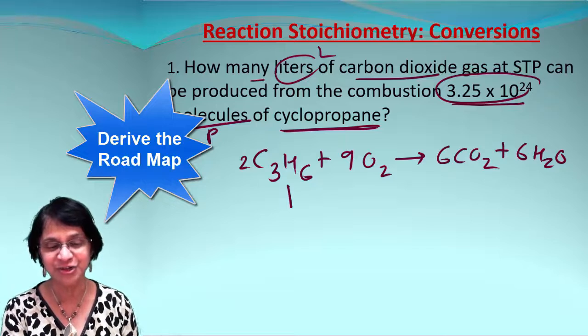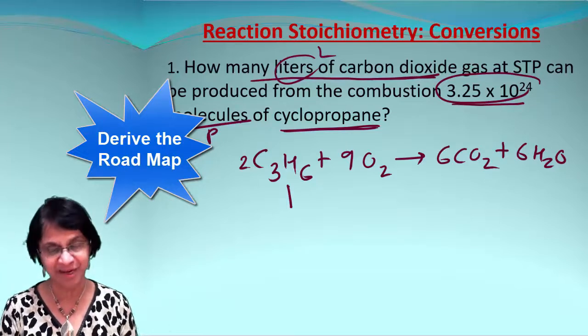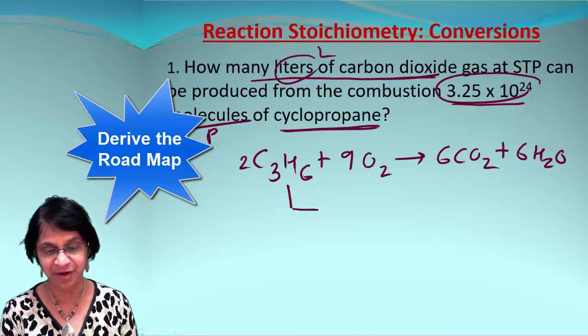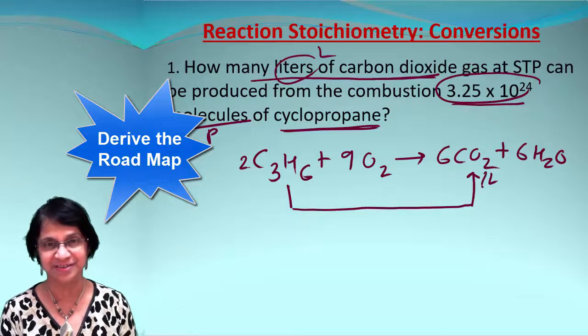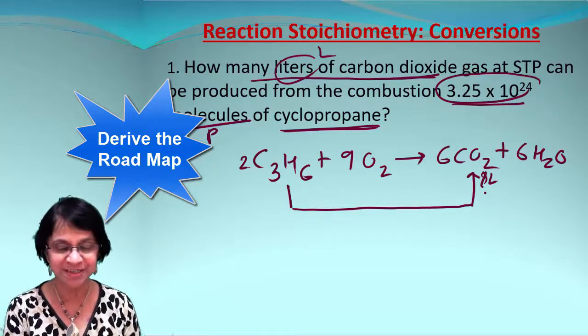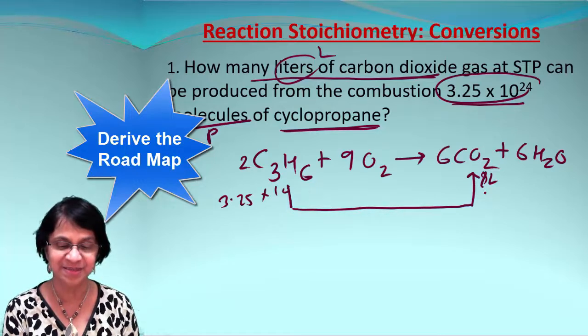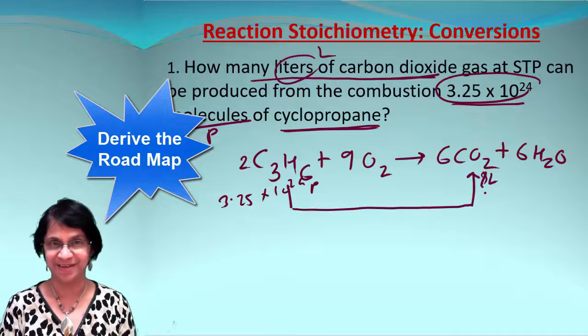And my destination should be liters of carbon dioxide. So I keep on traveling all the way over here and go to carbon dioxide. I need to end up in liters. So you can write down that what you need to find out is liters. What's given to me here is 3.25 times 10 to the 24 particles.